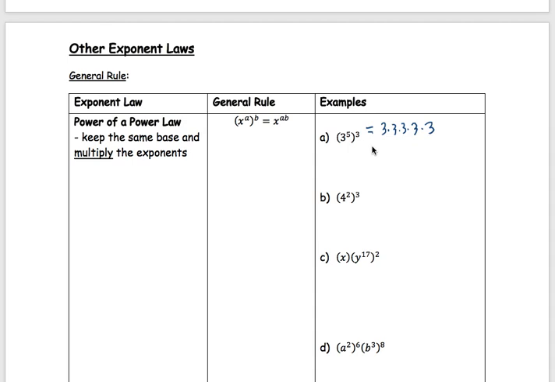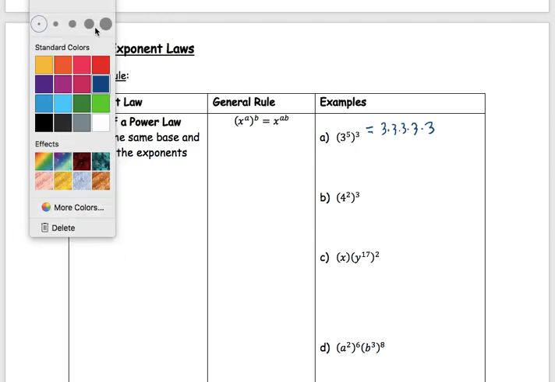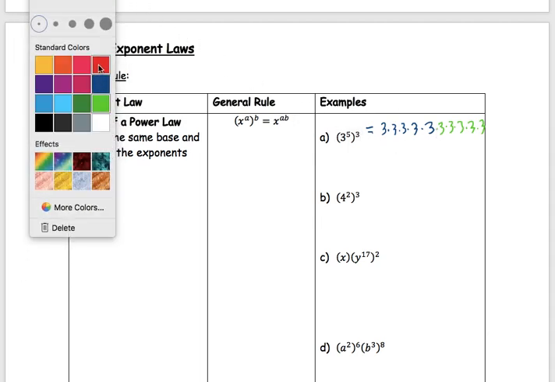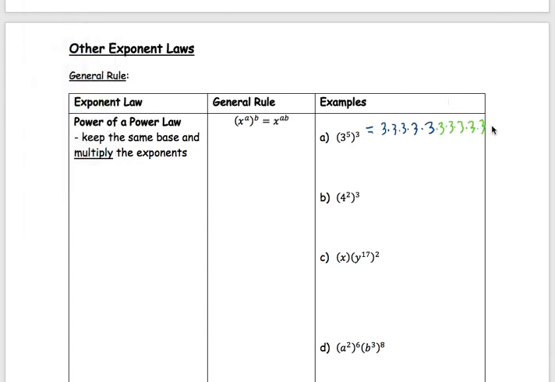Okay, but then it's saying there's an exponent on the outside. There's 3 of those. So basically you have to write what's in the brackets 3 times. There's 5 of them inside the brackets, but now that the exponent's on the outside, you have to write 3 of those. Okay, so then we'll go through here.